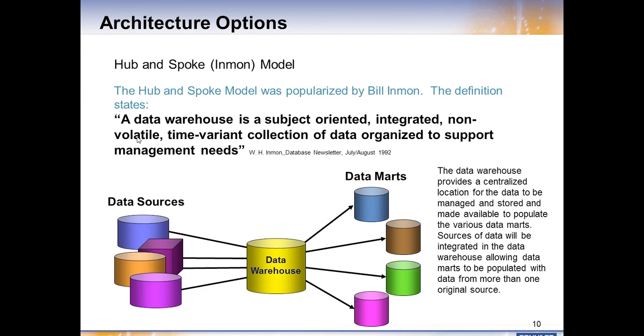Integrated is another key term. You may have finance data in just about every data source that you have. You need to figure out how to bring it together. The data warehouse is where you want that integrated data to reside. There's lots of business rules that go into that, and between the ETL rules and the rules within the database itself, you can define how that data will be integrated. Non-volatile, that is an interesting term.